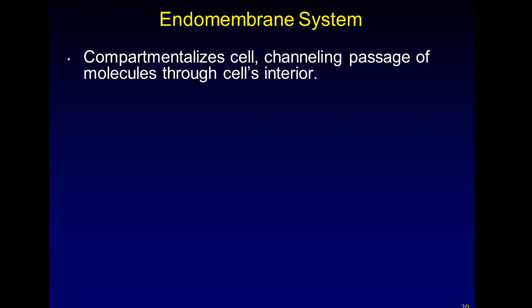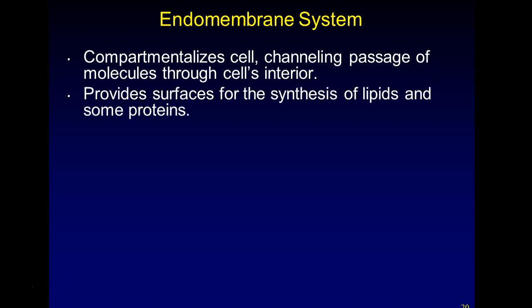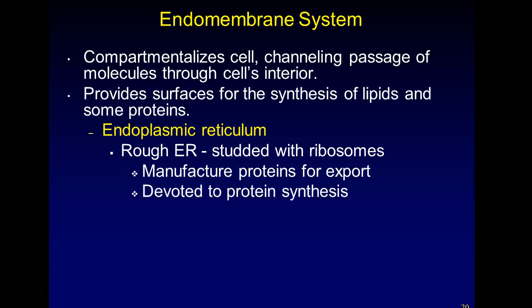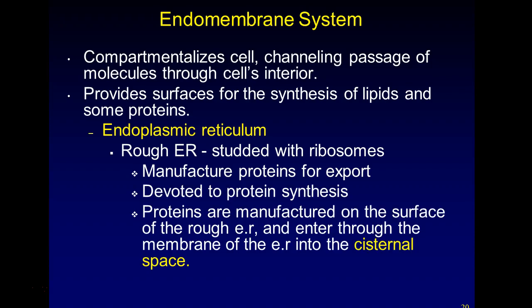It compartmentalizes the cell, channeling passage of molecules through the cell's interior. It provides surfaces for the synthesis of lipids and some proteins. We have the endoplasmic reticulum. The rough ER is studded with ribosomes. It manufactures proteins for export. It is devoted to protein synthesis. Proteins are manufactured on the surface of the rough ER and enter through the membrane of the ER into the cisternal space.